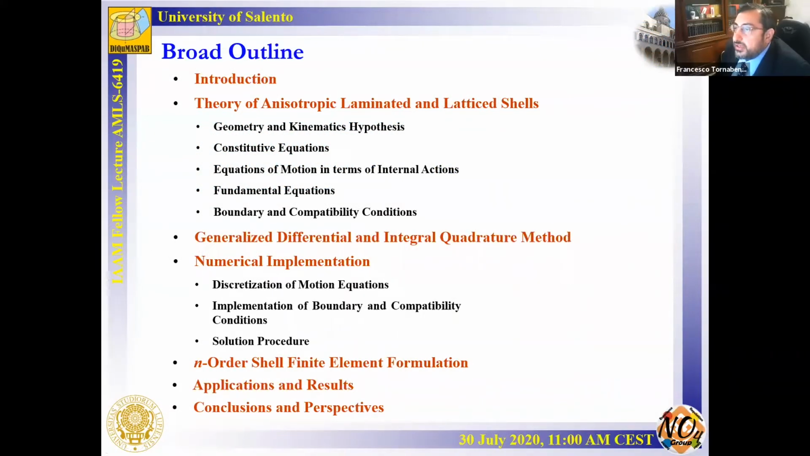After a brief introduction, I will talk about the theory of anisotropic laminated and latticed shells. I will speak about the numerical technique that I use to solve this kind of problem. I will introduce the numerical implementation, and I will show you an n-order shell finite element formulation. After that, I present application and results, and I finish with conclusions and perspectives.